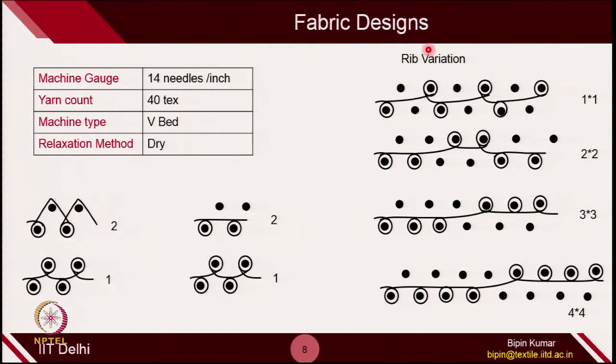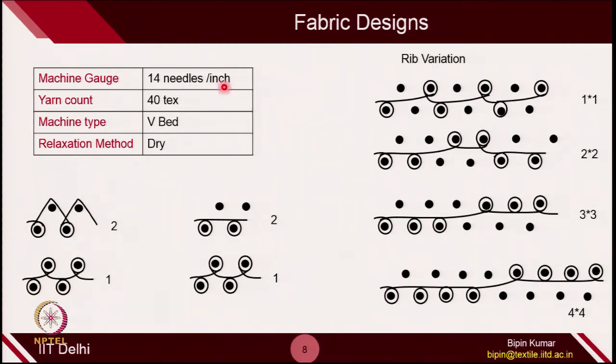Again, we tried to vary the rib variation: 1 cross 1, 2 cross 2, 3 cross 3, 4 cross 4. 1 cross 1 means you are leaving 1 needle from both the beds. 2 cross 2 means you are leaving 2 needles alternatively in each bed. 3 cross 3, you are leaving 3 needles alternatively in each bed. We designed up to 10 cross 10, and also we checked the variation in tuck and float. Sometimes we created float in one of the beds, and sometimes we created tuck in one of the beds, and this is how we designed it.